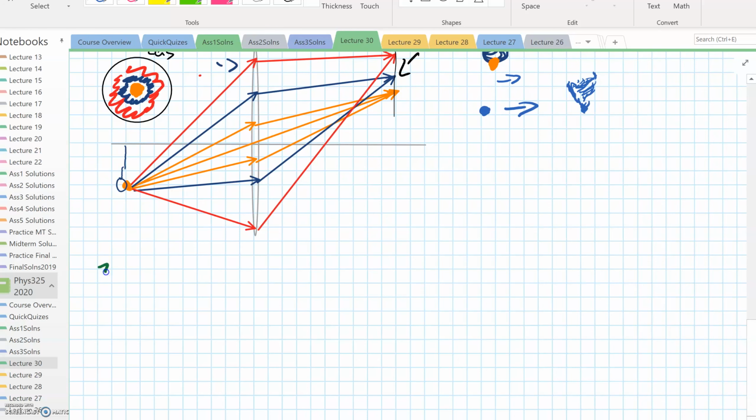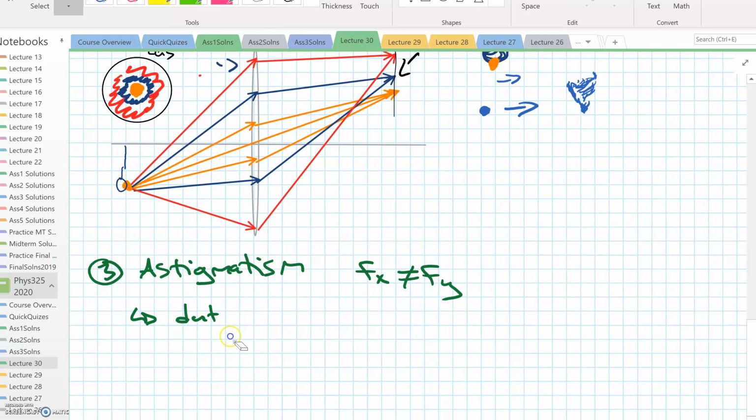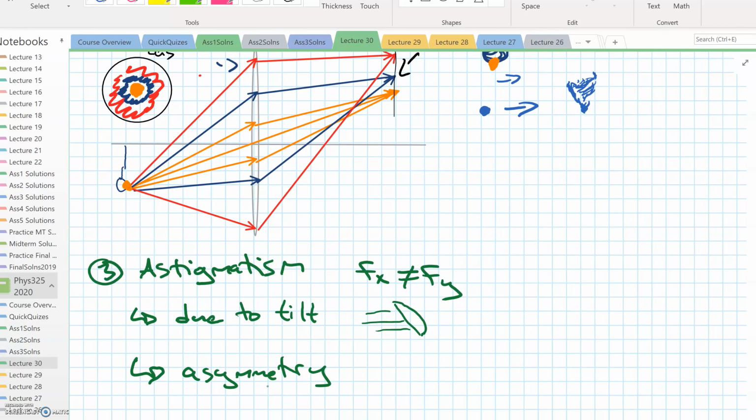And this can be due to tilt, or it can be due to a fundamental asymmetry in your lens. Maybe instead of a soccer ball shaped section of a lens, a spheroid, you have a rugby shaped section of a lens. That will lead to different radii of curvature in different directions, and therefore astigmatism. And this is actually a very common occurrence in eyesight.